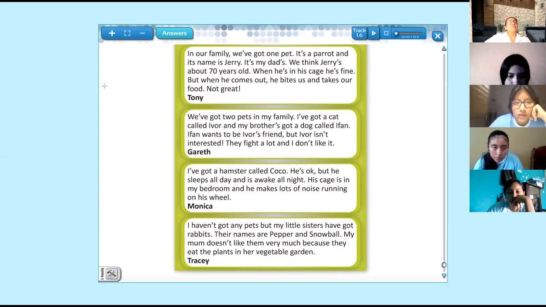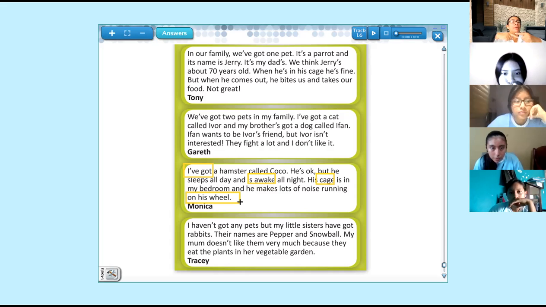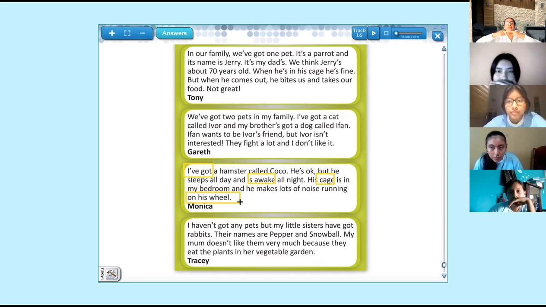I have got a hamster called Coco. He's good, but he sleeps all day and is awake at night. He's in my bedroom and he makes loud noise running on his wheel. Okay, so on his wheel, in his cage, it is round and he is running and running, okay? So that's okay, continue.